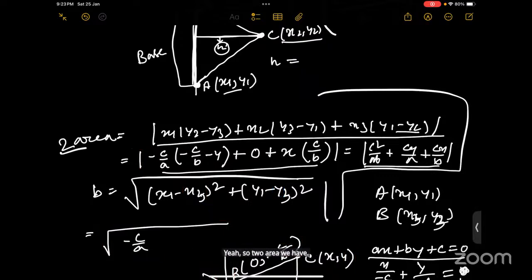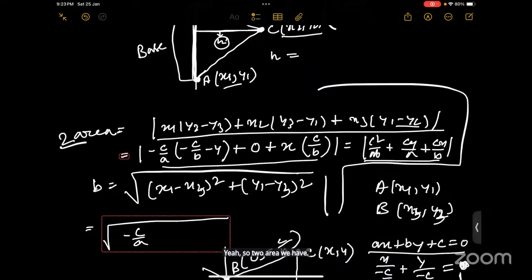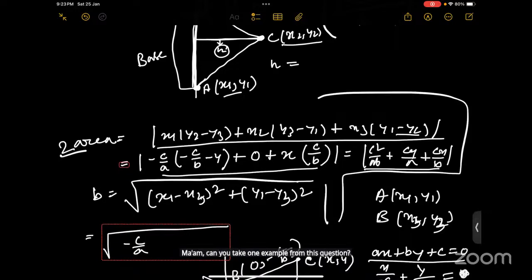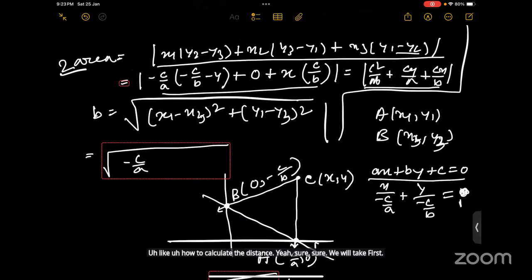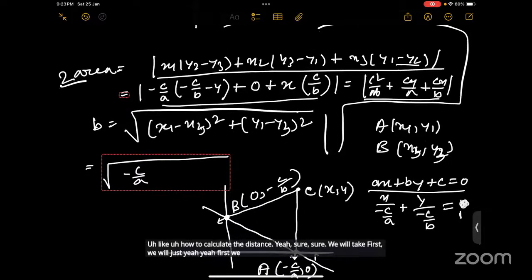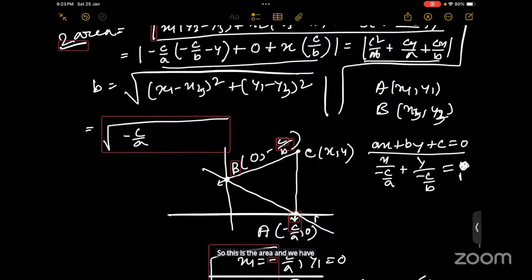Can you take one example from this question, how to calculate the distance? Yes, sure. First we want to see the proof. So this is the proof. This is the area, and now we have to calculate the height, the base.